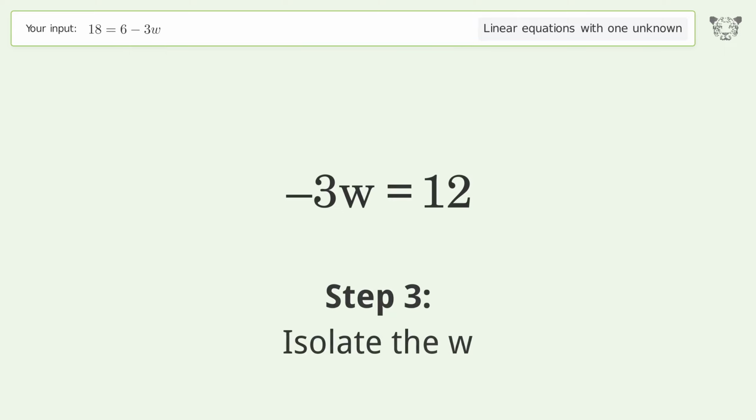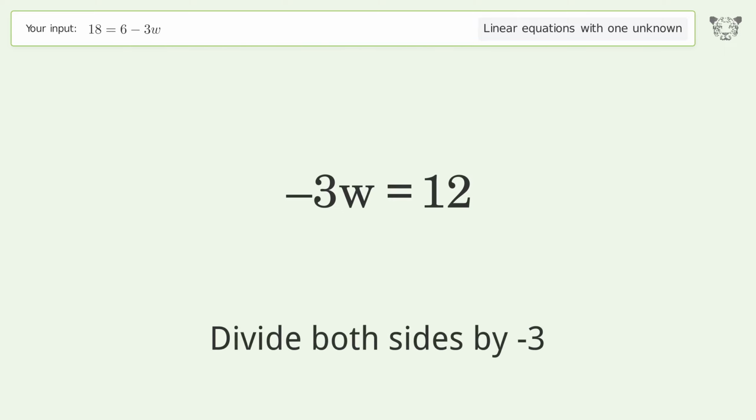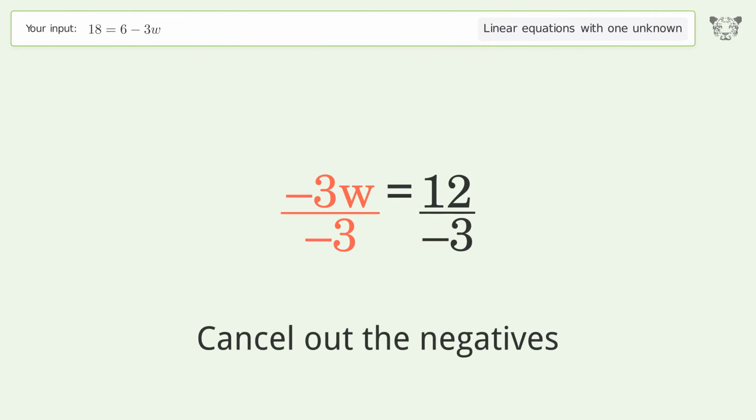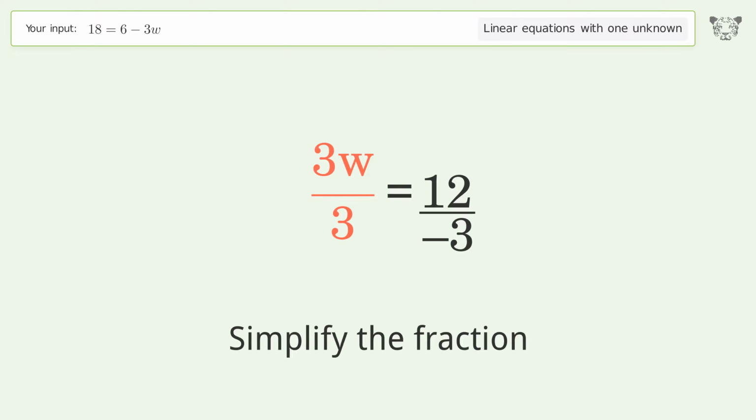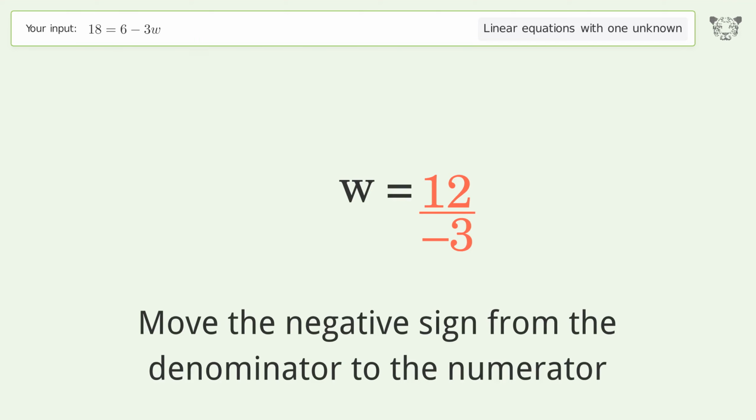Isolate the w. Divide both sides by -3. Cancel out the negatives. Simplify the fraction. Move the negative sign from the denominator to the numerator.